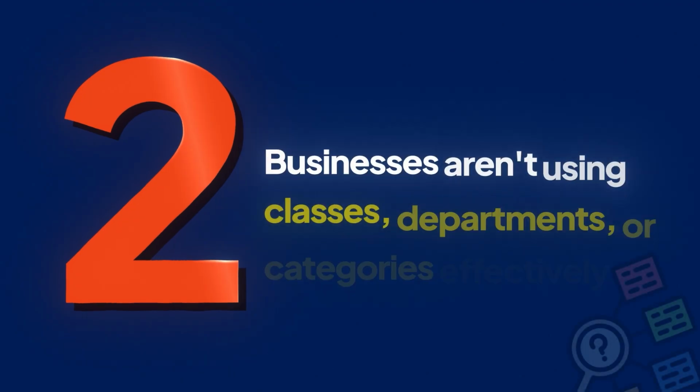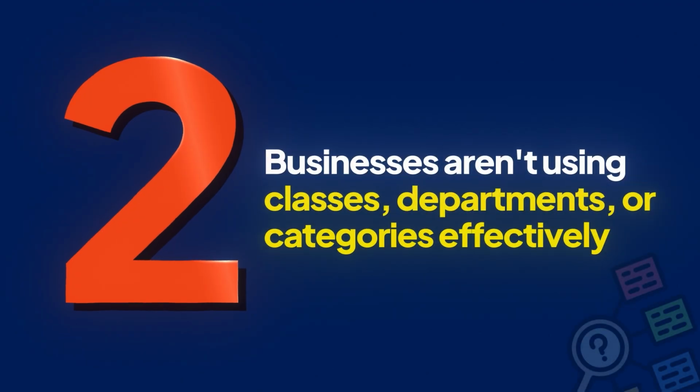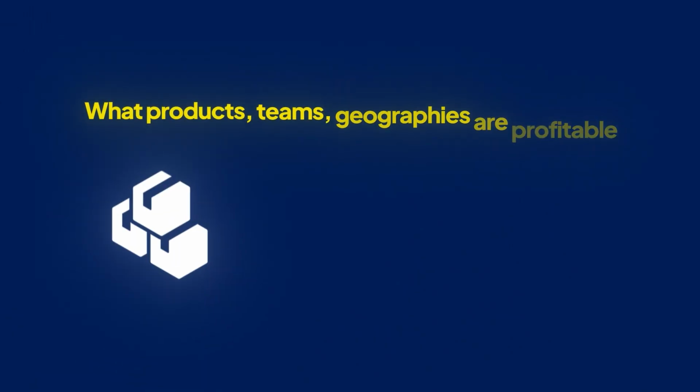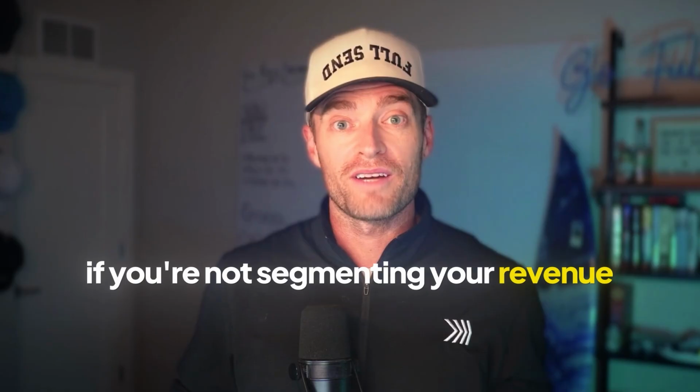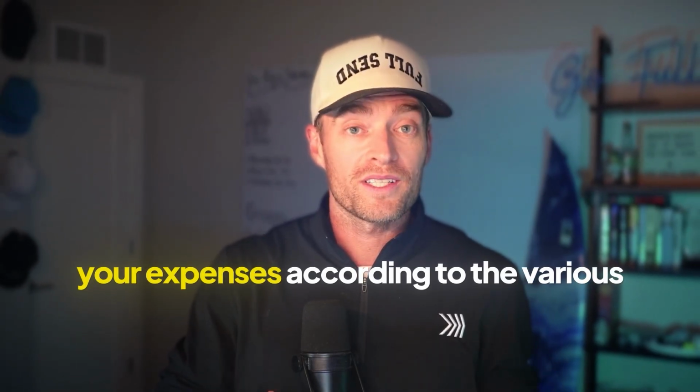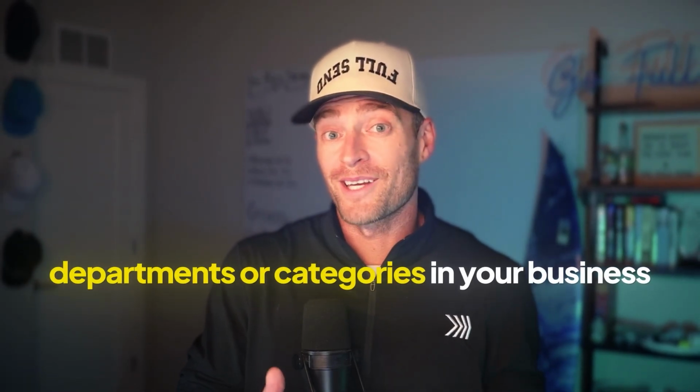Now, the second mistake that we see most common is that businesses aren't using classes, departments, or categories effectively. Meaning a lot of businesses have different business lines, maybe different geographies, or different ways in which they should be slicing and dicing their financials to understand the performance of their business. You can't really see what products, teams, or geographies are profitable if you're not segmenting your revenue and your expenses according to the various departments or categories in your business.